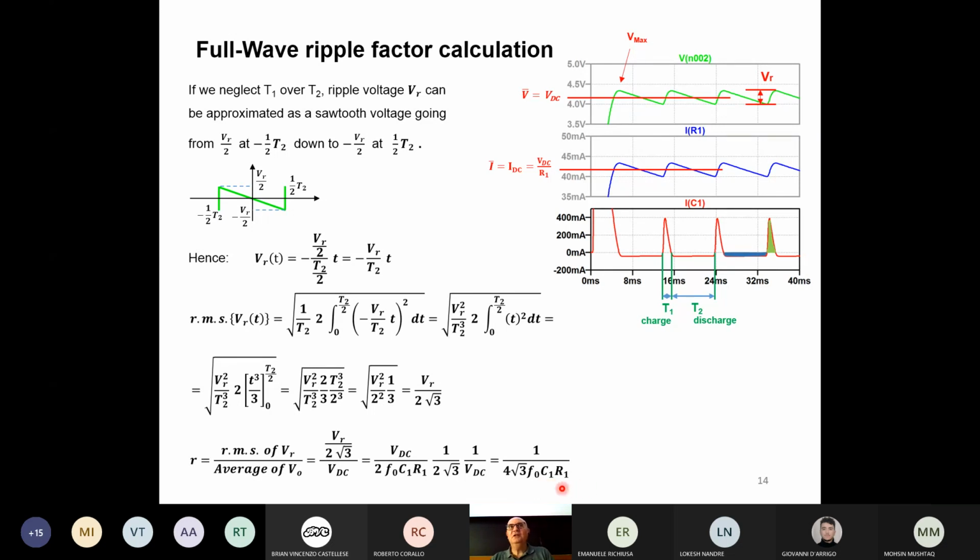The last solution is just to remove the load. If you increase the load to infinite, there will be no ripple, but that's not our purpose. We want to give some power to the load, so it's not something that we can change, for sure.